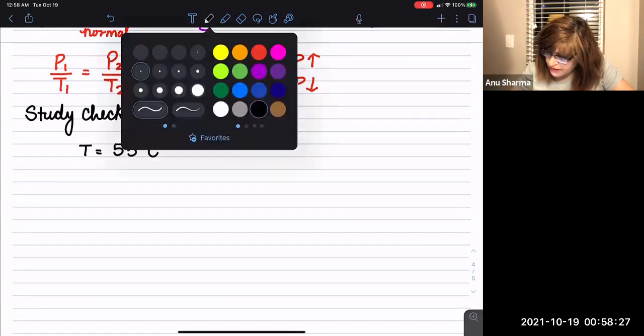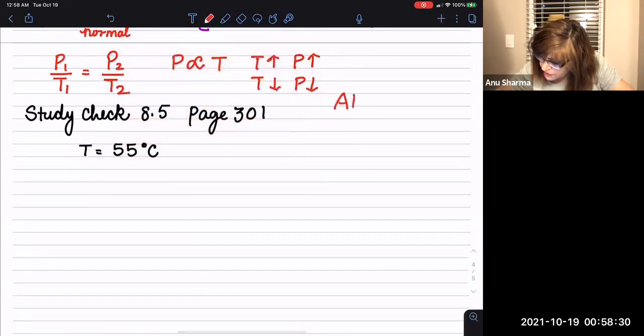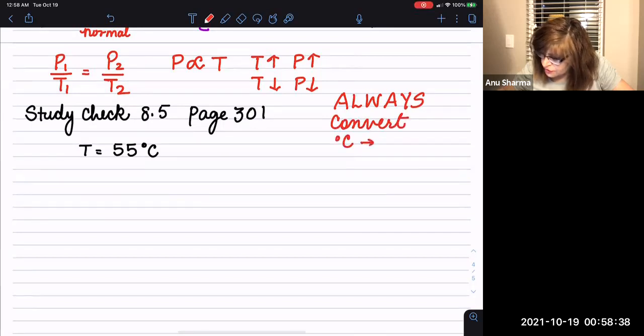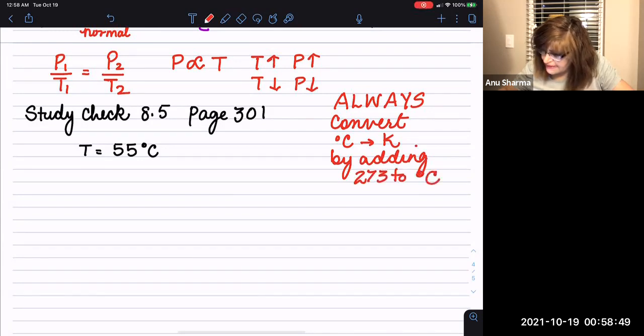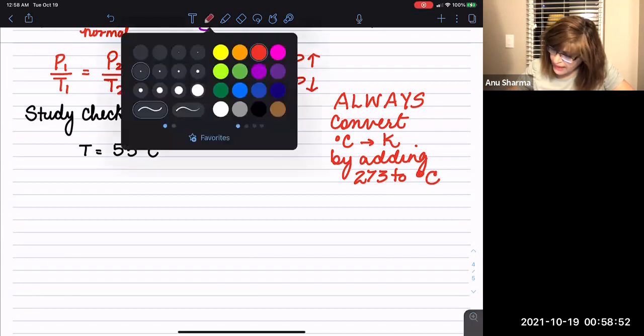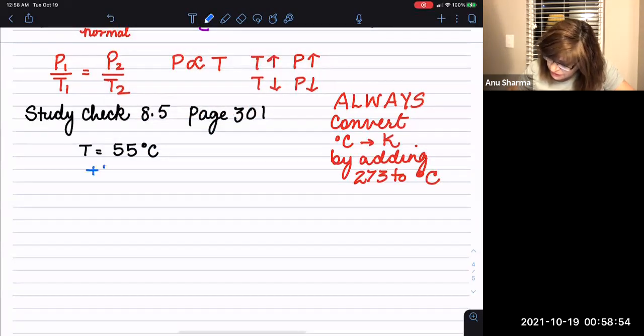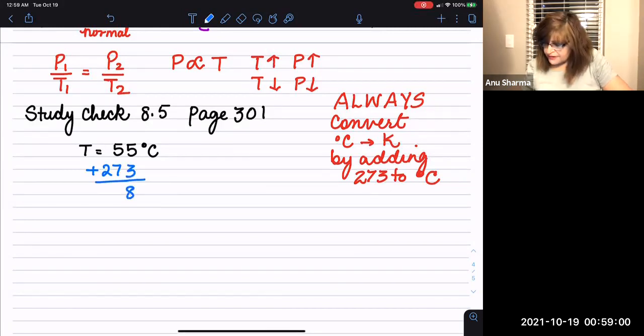Always, always, always convert. I'm going to write this down here: always convert degrees Celsius to Kelvin by adding 273 to the degrees Celsius. So here we are going to add 273 to this, plus 273, and you get 328 K. So always do that first.